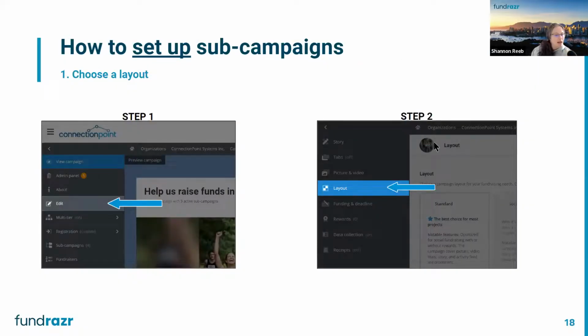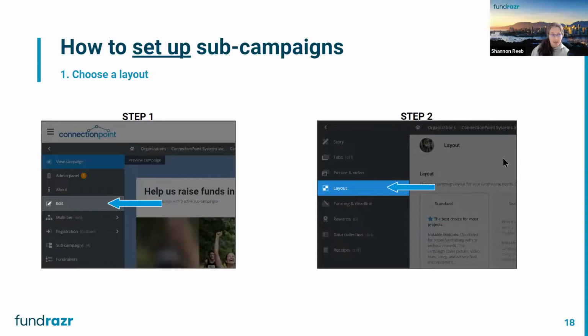Okay, now how to set up. We have 10 minutes left. I talked way too much, which is par for the course with me. But it's very easy to set up a sub-campaign. When you start a campaign, if you've never done it before, you just go to our homepage, fundraiser.com, you click Get Started Free, and what it's going to take you through is a campaign creation.